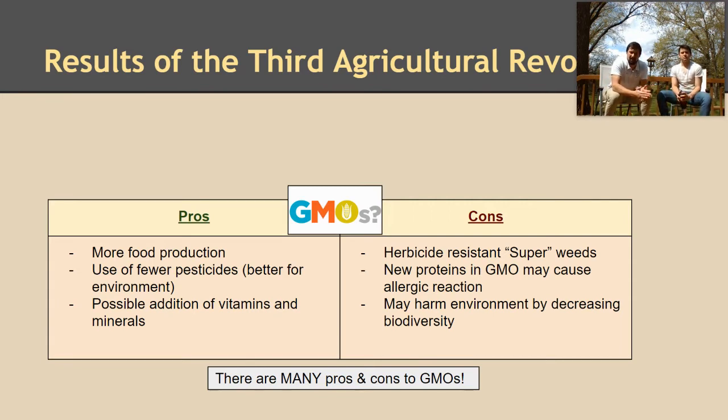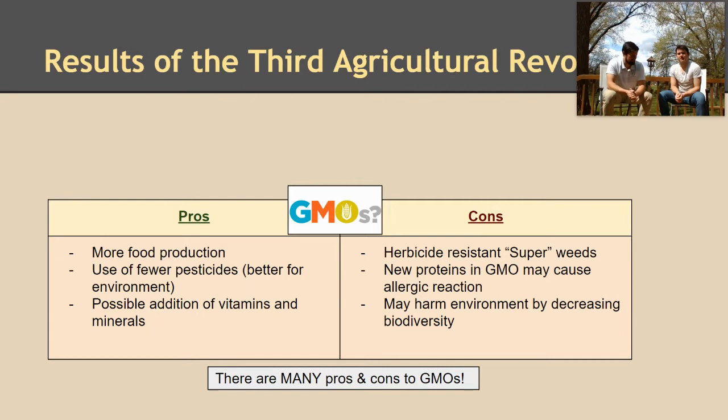However, I also want to highlight three cons. There's this thing called a herbicide resistant superweed. New proteins in GMOs may cause allergic reactions, and GMOs may also harm the environment by decreasing biodiversity. Those might seem a little bit confusing to you right now. Luckily, we have an expert here. Matt, could you go over those cons and explain them a little more thoroughly?